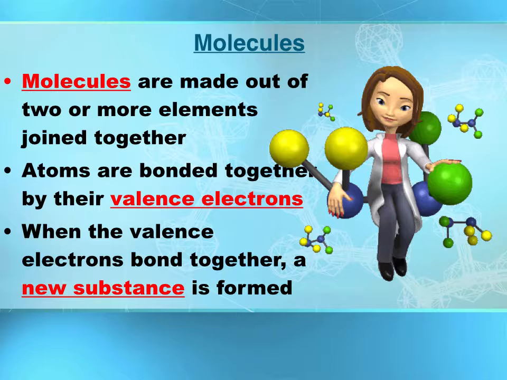Molecules are made out of two or more elements joined together, and atoms are bonded by valence electrons. Valence electrons are around the outside of the atom, and they either share, as in a covalent bond, like we talked about holding hands, or they transfer when you draw the arrows for an ionic bond. When they bond together, though, it actually makes a new substance. You have a new compound.